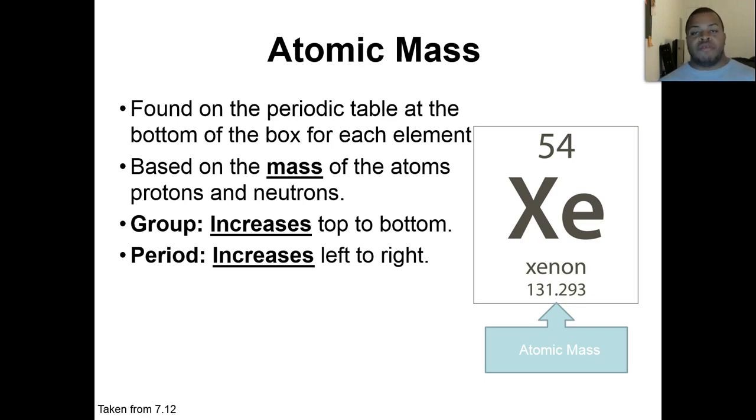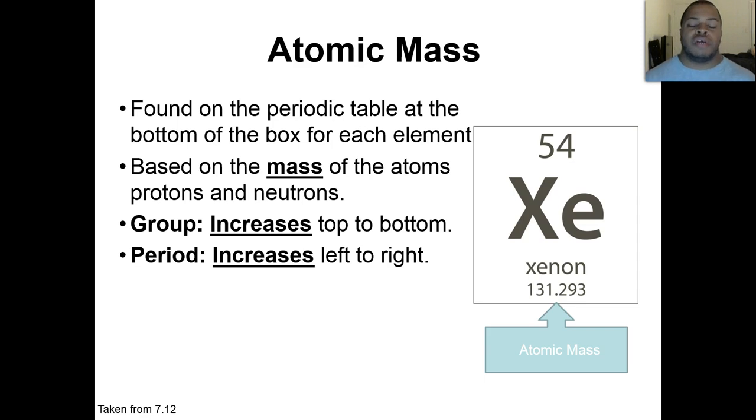Now, how do we find this? It's usually on the periodic table, already at the bottom of the box. And it just gives us the average atomic mass for the protons and neutrons. As a basic pattern, we need to know what happens within the group, so from top to bottom, and what happens within the period from left to right.